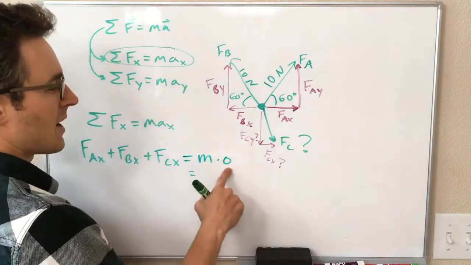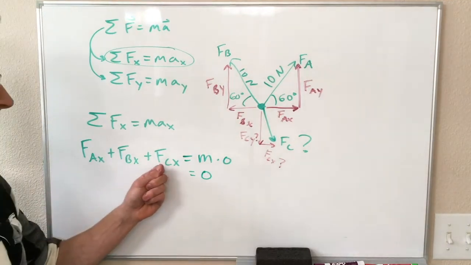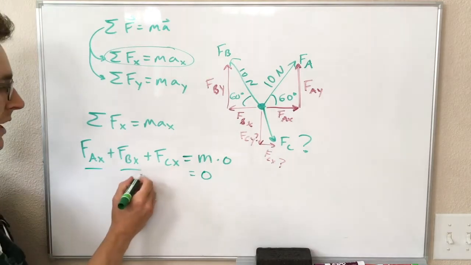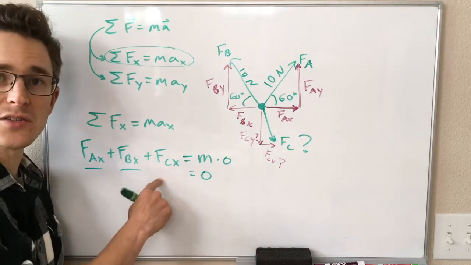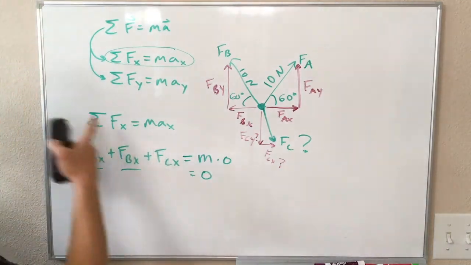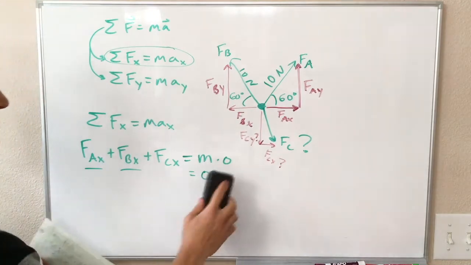So whatever the mass is times 0, that's going to be 0. So force AX plus force BX plus force CX have to be 0. And if we know FAX and FBX, then we can solve for FCX. So that is what we are about to do. Oh, and of course, we can do exactly the same thing in the y direction as well.